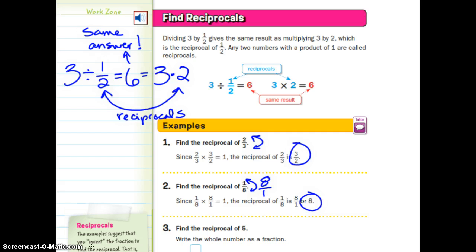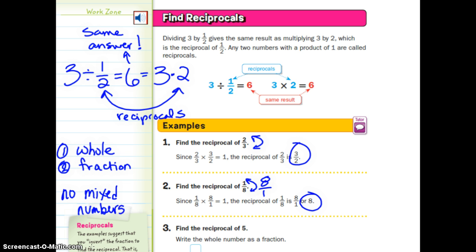Now, let's talk about this real quickly. The reciprocals must either be whole numbers or fractions. And I don't care if the fraction is a proper fraction or an improper fraction. Please do not make them mixed numbers. Mixed numbers do not work as reciprocals, because the whole point of this is that we're going to be able to use the number in a division problem. So no mixed numbers. Emphasize that. No mixed numbers.